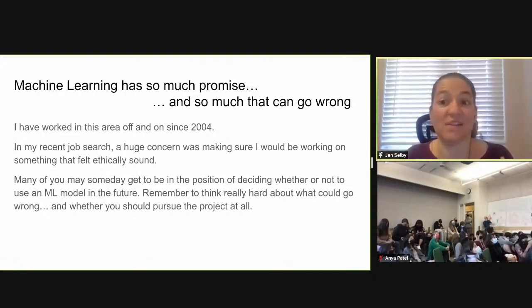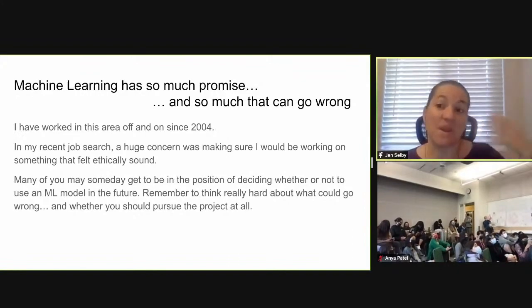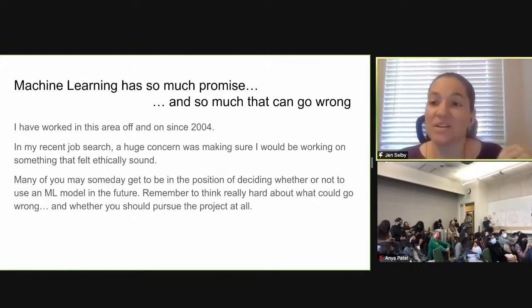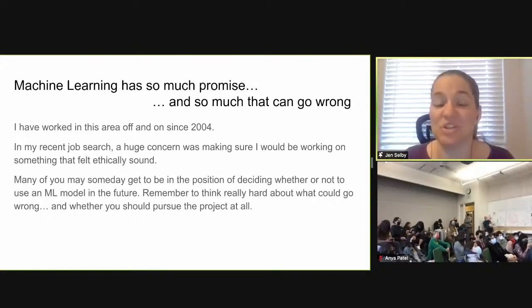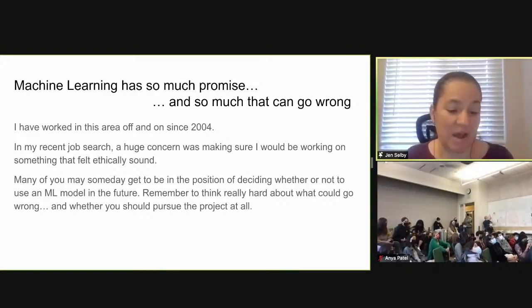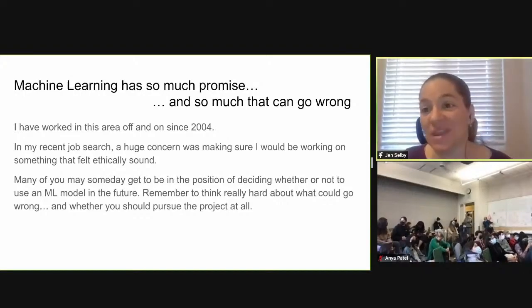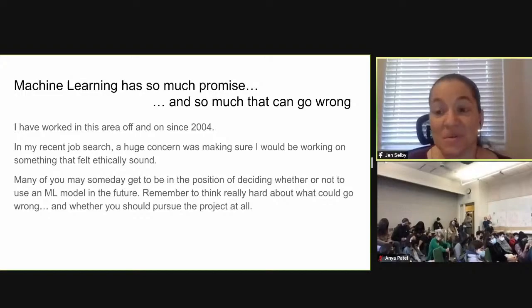But definitely, as I was doing my job search last year, that was a big issue, wanting to make sure I wouldn't look back on what I was doing 5-10 years from now and go, oh no, I totally missed this thing that I really should have seen, and that would have changed how I would do my work. So many of you may be in that position someday of deciding what you want to work on. Maybe you're already in some position and there's the opportunity to use machine learning. And I just want to make sure that you understand some of the issues that could arise, and that you go through that process of thinking about the potential pitfalls and whether or not you should even pursue the project given the technology that we have.